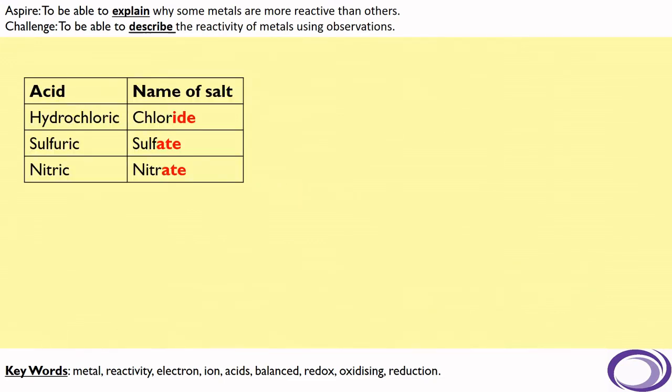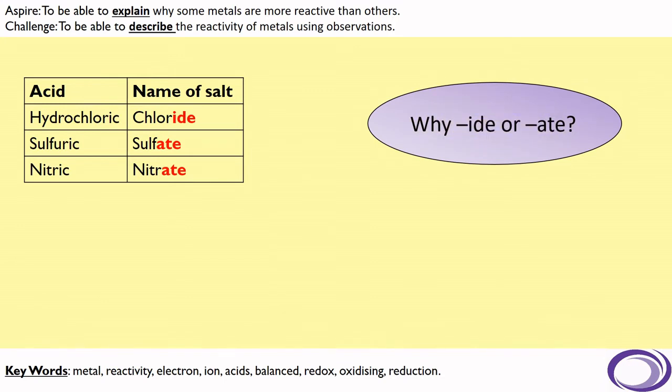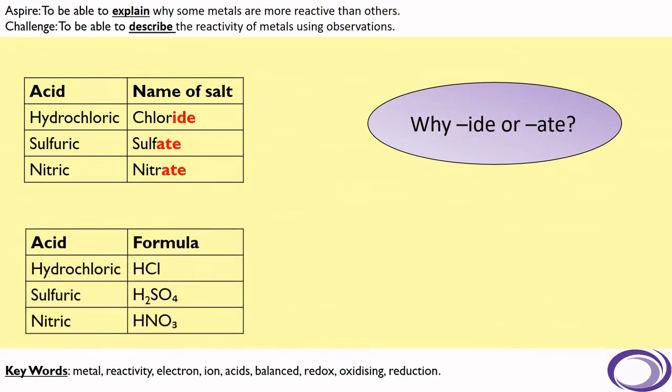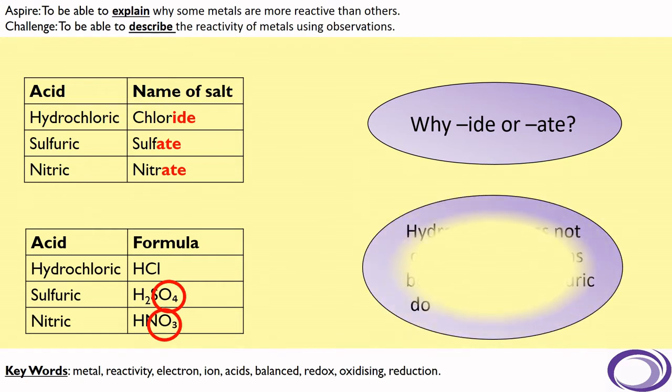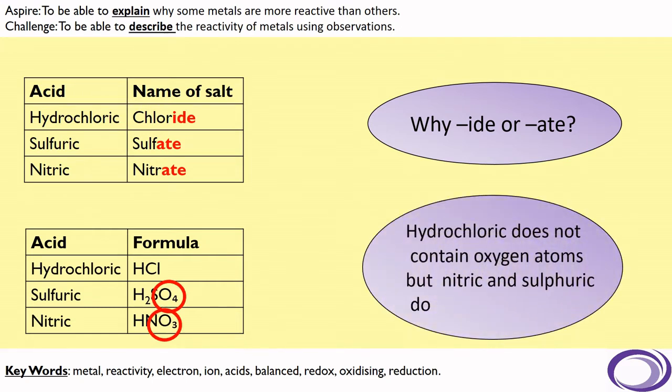A question I commonly get asked by students is, why is it chloride, why sulfate, why iodide? Now to answer that question, we need to look at the chemical formula. You can see that in sulfuric and nitric acid, there is oxygen present. Hydrochloric does not contain oxygen atoms.